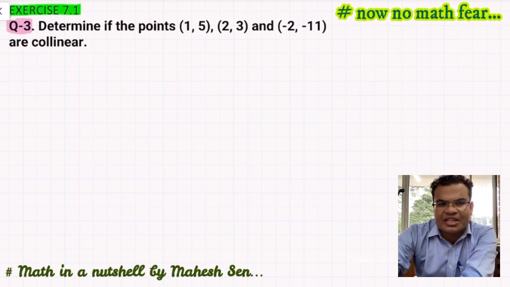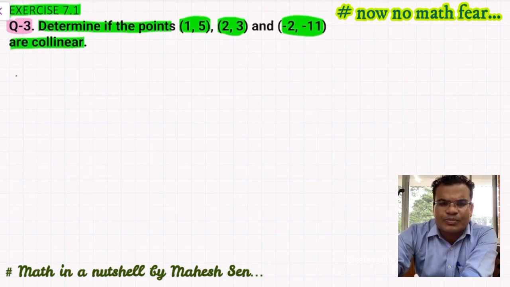Today we have question number 3 of exercise 7.1, and in this question we have to determine whether these 3 points (1, 5), (2, 3) and (-2, 11) are collinear or not. So we have to check whether these points are collinear or not collinear, right guys?